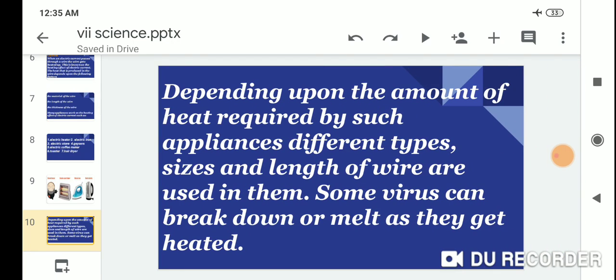Depending upon the amount of heat required by such appliances, different types, sizes and lengths of wire are used in them. Some wires can break down or melt as they get heated.